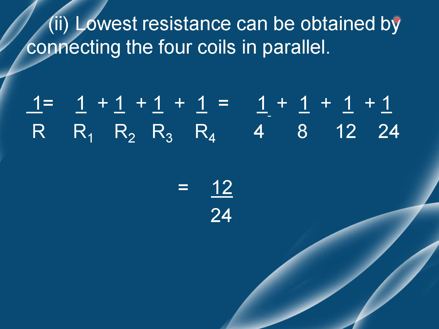And the lowest resistance can be obtained by connecting the 4 coils in parallel. And for the parallel connection, we have the formula 1 by R is equal to 1 by R1 plus 1 by R2 plus 1 by R3 plus 1 by R4, for all the 4 resistors, that is 4 ohm, 8 ohm, 12 ohm and 24 ohm. That is equal to 12 by 24. So 1 by R is 12 by 24, which simplifies and we get the answer 1 by 2. So R is equal to 2 ohms.